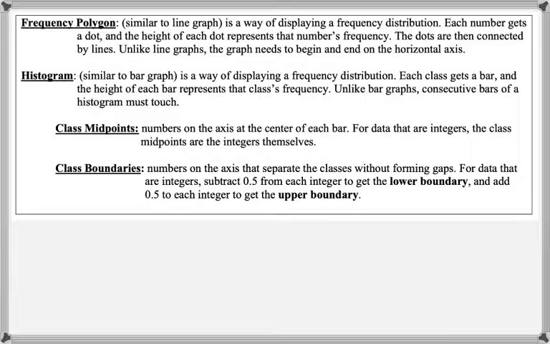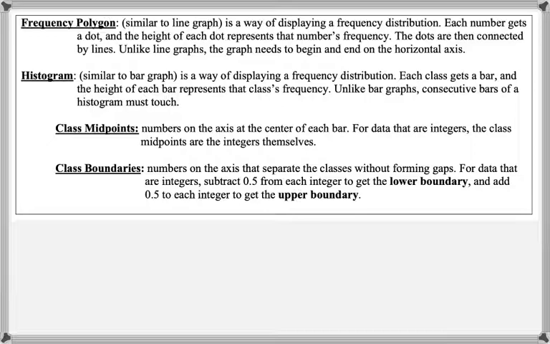So we are going to be labeling the axis two different ways. The first is using the class midpoints, and these are numbers on the axis at the center of each bar. And for data that are integers, the class midpoints are the integers themselves.